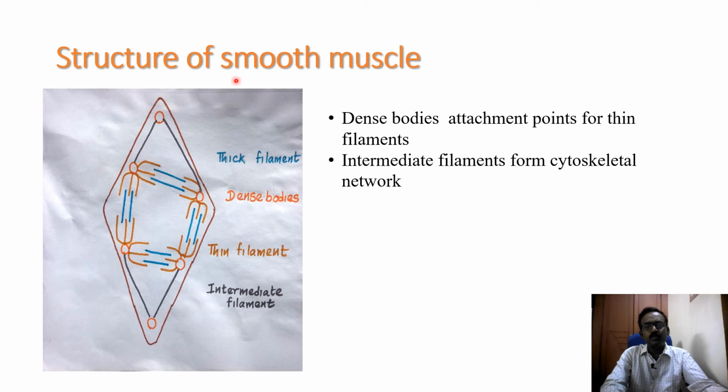The structure of the smooth muscle. This orange circle is the dense body. The dense bodies are connected with the thin filament; this yellow line is the thin filament. Some amount of thick filament is present. The dense bodies are attachment points for the thin filament. These are the intermediate filaments, which form the cytoskeletal framework, a network between the dense bodies.